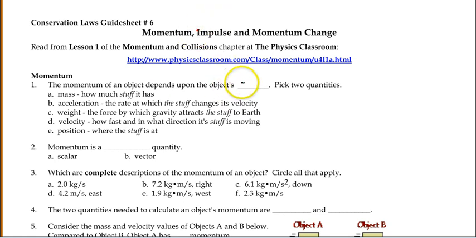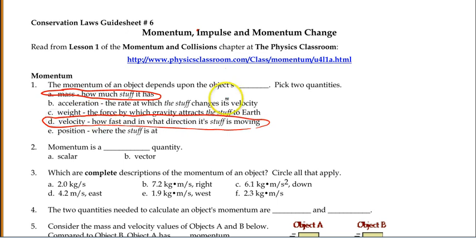Momentum depends on two quantities. It depends on the mass, the amount of stuff something is made of, and its velocity, not the speed. That's important. Velocity is a vector, and therefore momentum is going to be a vector.